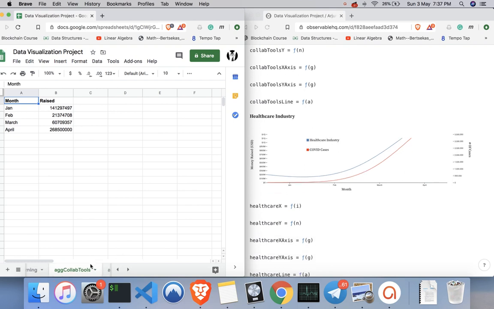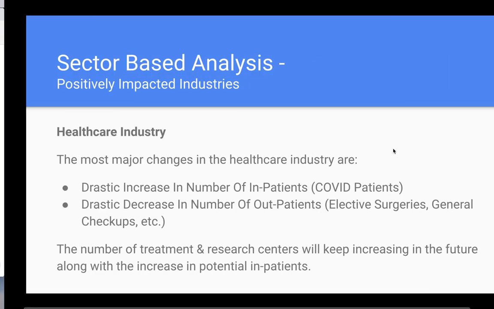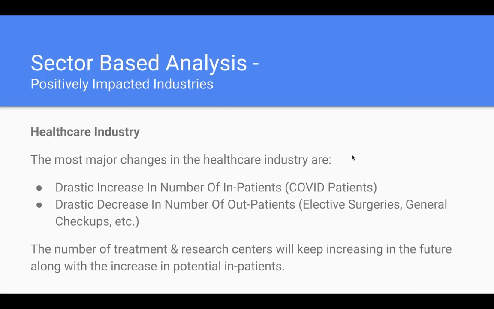However, you can see that there is still a clear upward trend and a positive relationship. This means that the increase in inpatients seems to have outweighed the outpatients in terms of investments. And the number of treatment and research centers will only keep increasing in the future, along with the increase in potential inpatients, which makes this a booming industry as well.